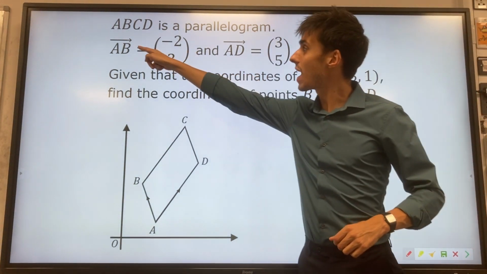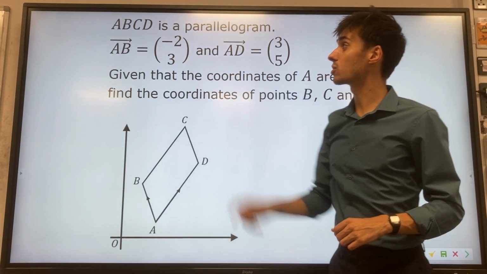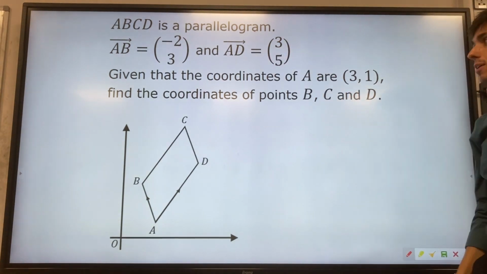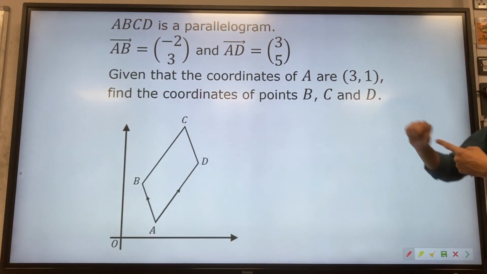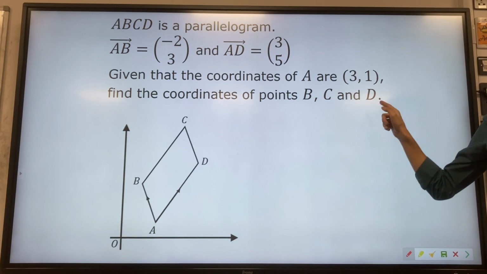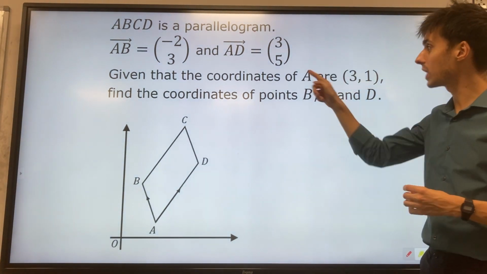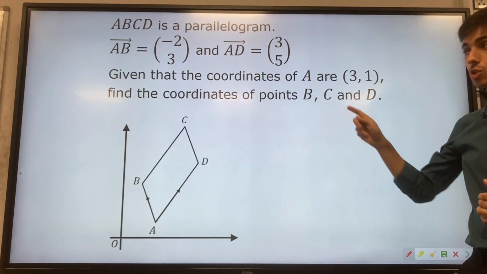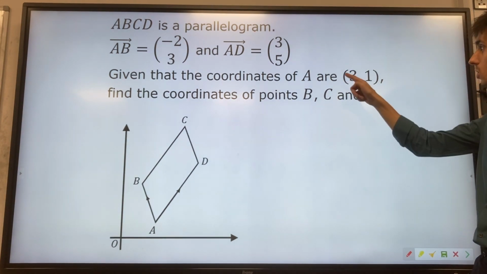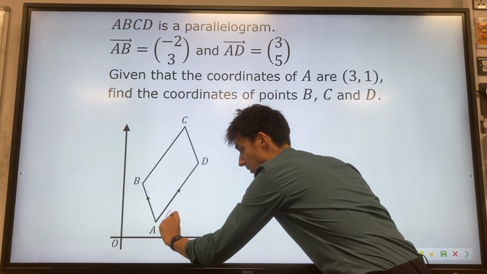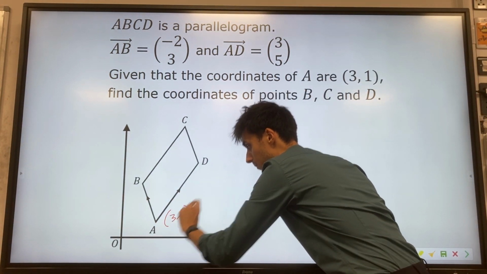We've got the vector A to B is minus 2, 3, and the vector A to D is 3, 5. We get given the coordinates of A, we want to find B, C, and D. I would add, first of all, the information that we get in the question onto our diagram. So the coordinates of A are 3, 1. We're writing this down here, 3, 1.